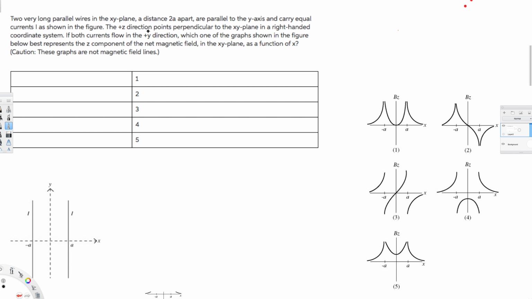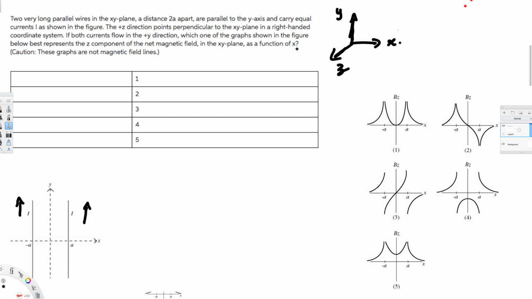Plus z direction points perpendicular to the xy plane in a right-handed coordinate system. So let's draw the right-handed coordinate system. This is going to have a plus y direction, this is our plus x direction, and this is going to be our plus z direction, right? This is the right-handed coordinate system, and both currents flow in the plus y direction.